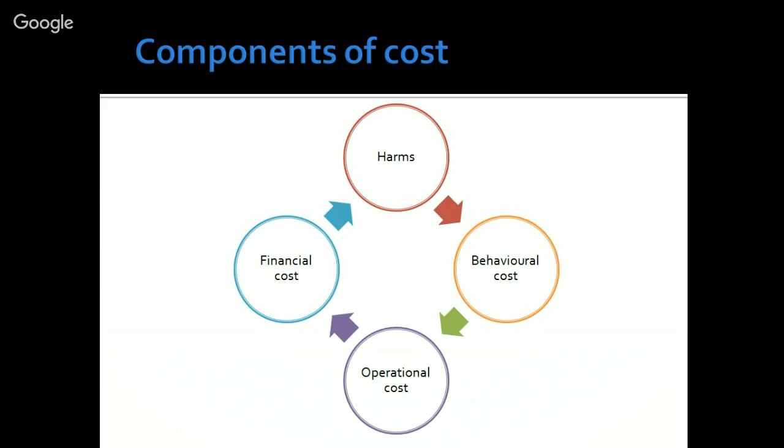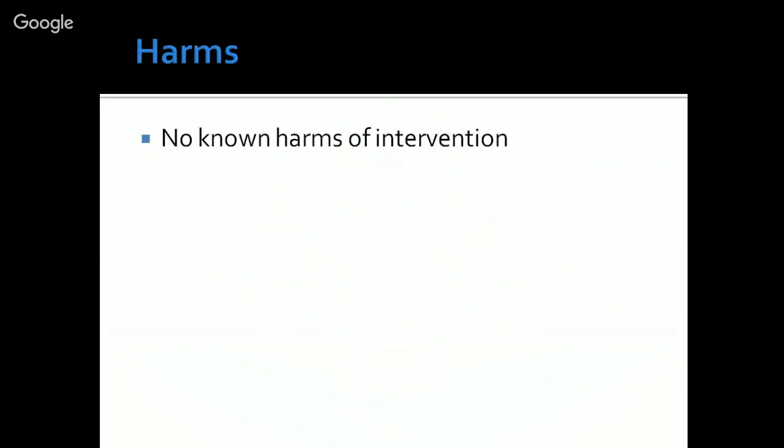The next is behavioral cost. What we mean by behavioral cost is how hard it is for the patient to take the treatment. That is what we are thinking. All right. The next is the operational cost of application, and the last is the financial cost of application of CIMT. Harms: CIMT does not produce any harms. That's a good part about CIMT.